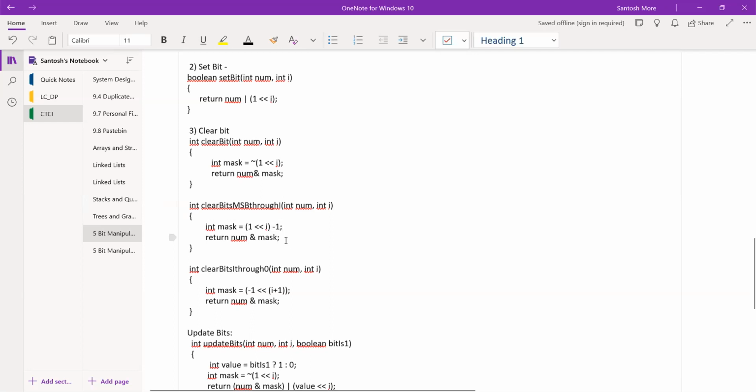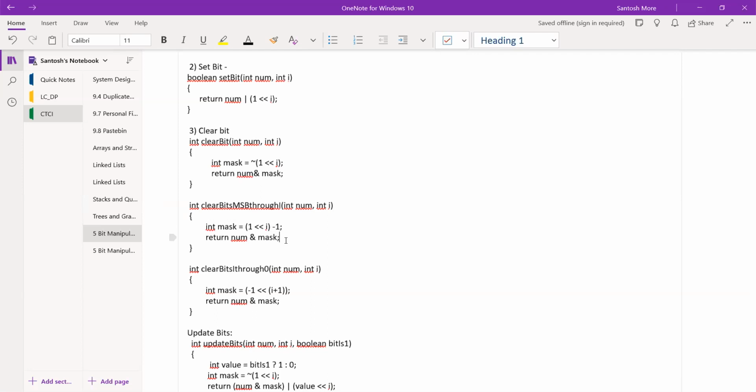And then if we subtract that by -1, and then we OR all of them, so we actually clear all those bits. So it's not a single bit clearing, but we clear all the bits from MSB through to the end, right?